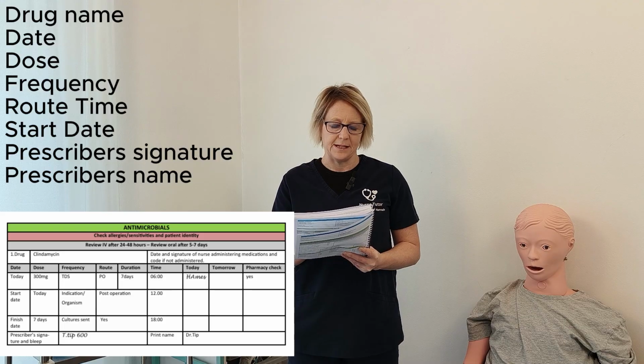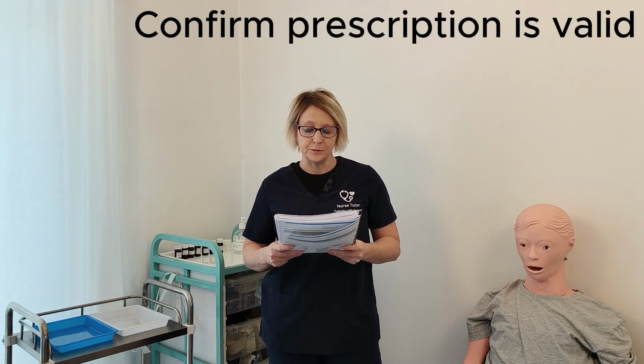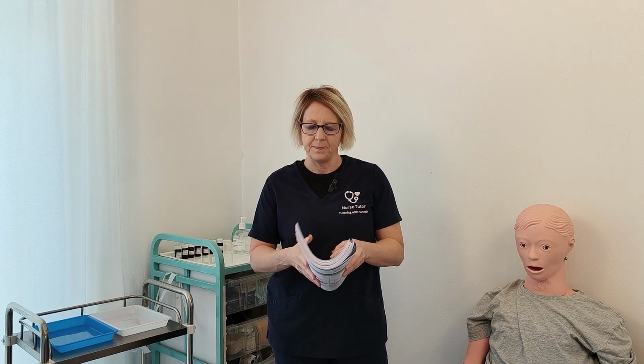A prescriber's signature and bleep, Dr. T-Tip 600. Prescriber's name of Dr. T-Tip, which matches my prescriber's details. So I can confirm this prescription is clear, valid and legible. I'm going to administer this medication. It's not a penicillin-based antibiotic, so it's safe to give to this patient. Moving on to my next page.